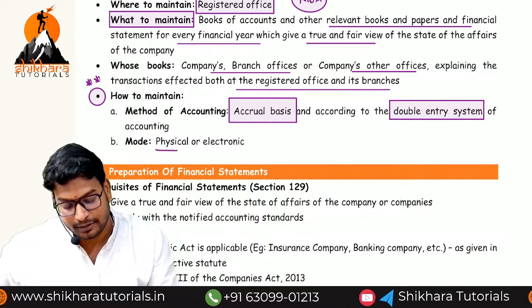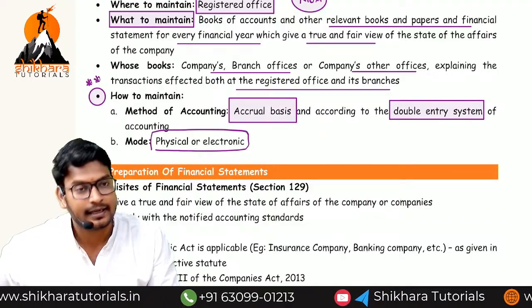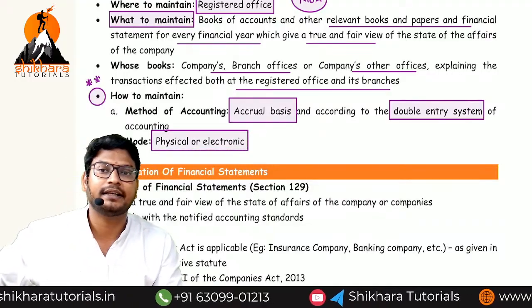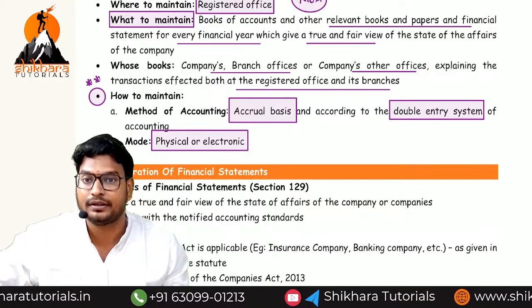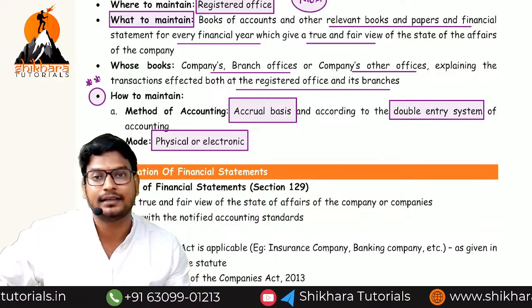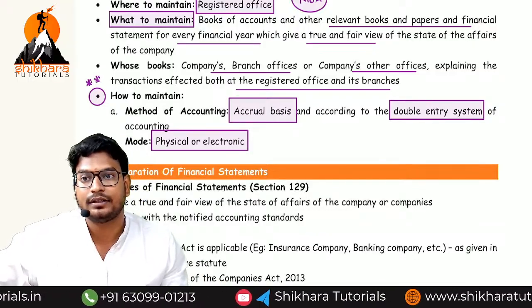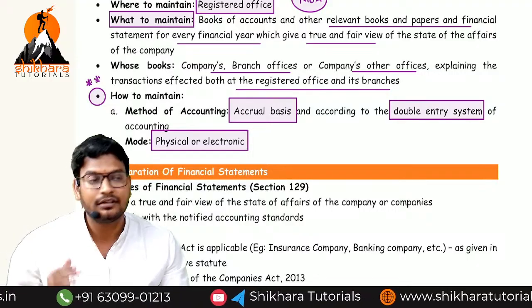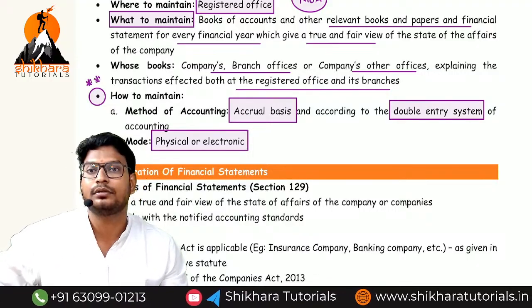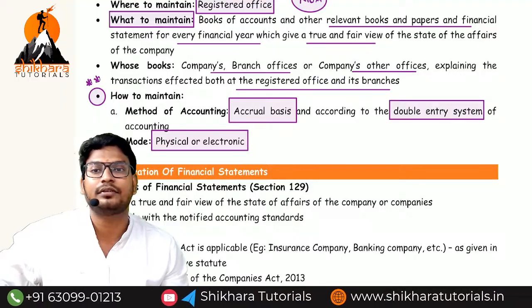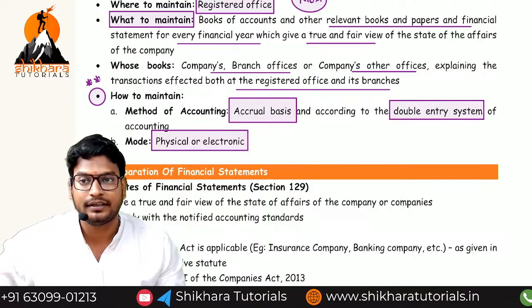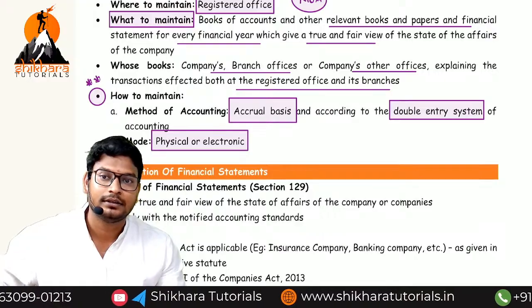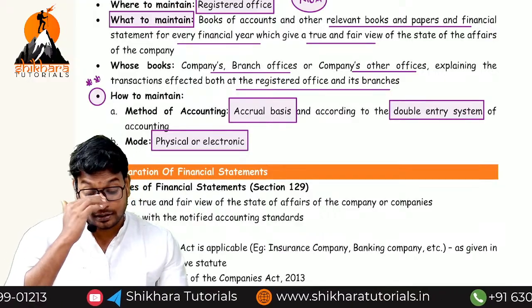The mode of books can be either physical form or electronic form. What is the meaning of electronic form? Different types of software will be there, like Tally. Tally is one of the software. It is called electronic. What is the meaning of physical form? Like journal book, ledger book. Nowadays the physical form is not available. All things are electronic only.